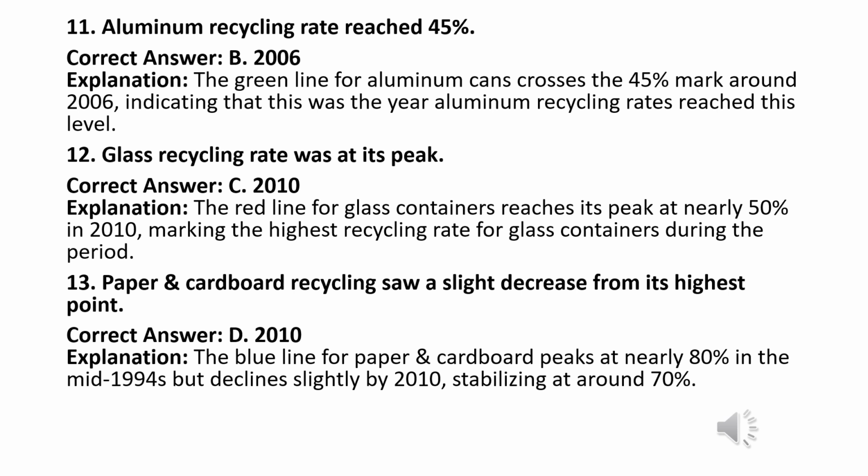11. Aluminum recycling rate reached 45%. Correct answer: B. 2006. Explanation: the green line for aluminum cans crosses the 45% mark around 2006, indicating that this was the year aluminum recycling rates reached this level.